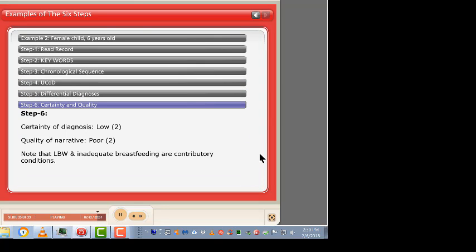Step 6. Certainty of diagnosis is high, 1. Quality of narrative is good, 1. Note that LBW and inadequate breastfeeding are contributory conditions.